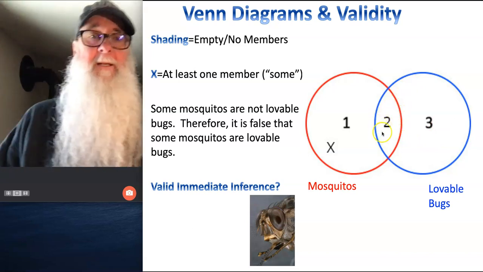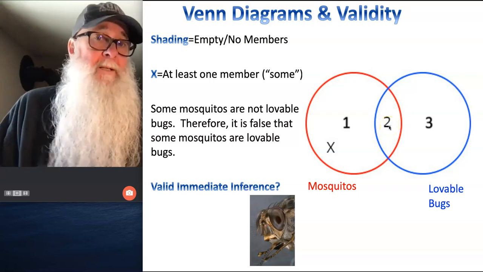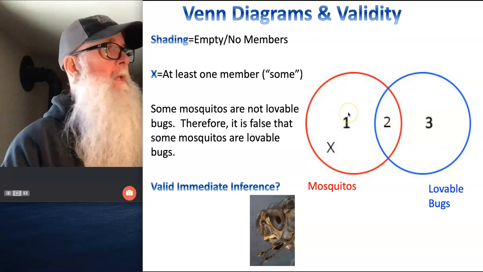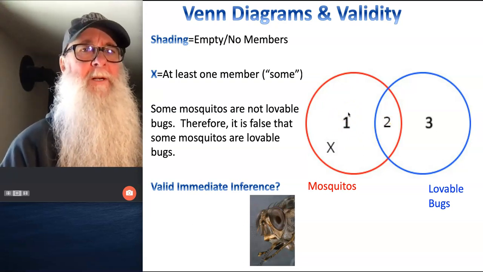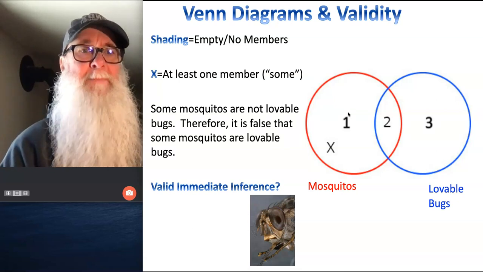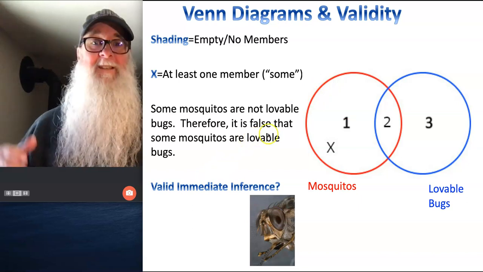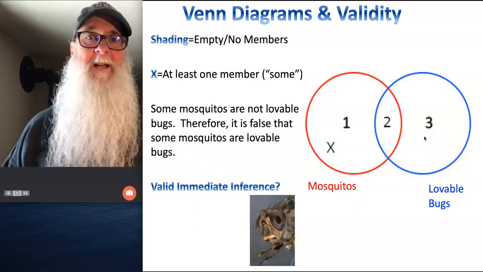There could be a mosquito right here in area 2. Maybe there is, maybe there isn't. We just don't know. So what that tells us is that the conclusion statement doesn't necessarily follow from the premise statement. It's possible, it could be false, that it's false that some mosquitoes are lovable bugs, okay? And that proves this argument invalid.